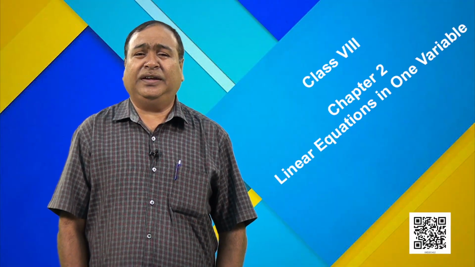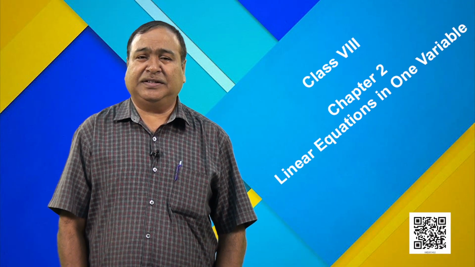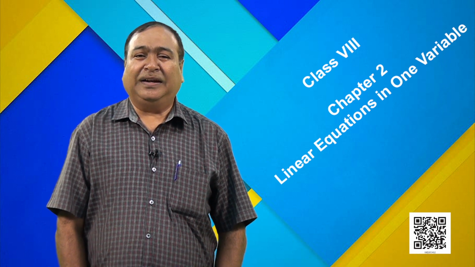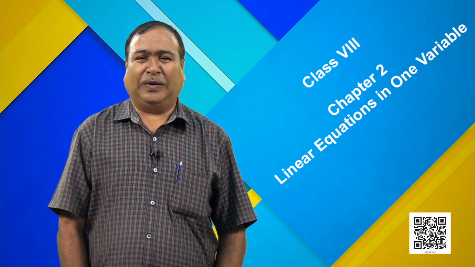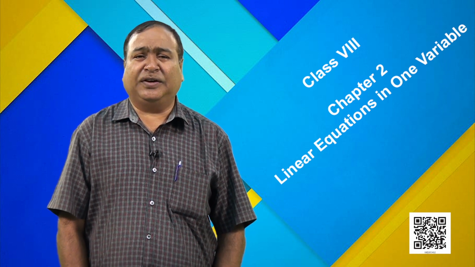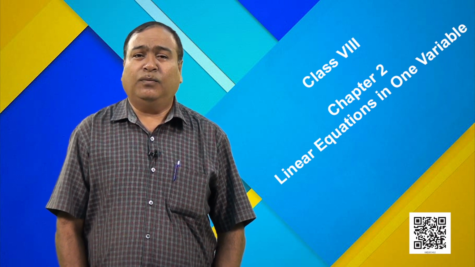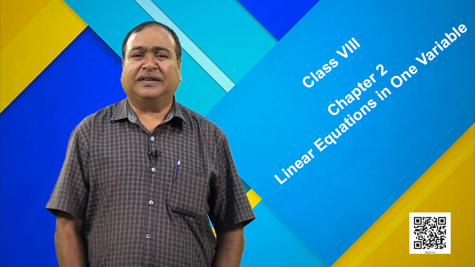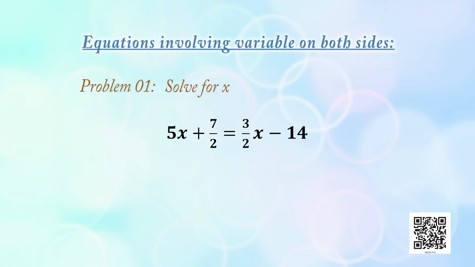Students, now we are going to see another different type of linear equations where the variable is present on both sides. Are you surprised? It is not always true that the variable should be on one side. It may be there on the left hand side, it also may be there on the right hand side. Suppose we have an equation which contains variable on both sides, then how to solve such type of equation? In this section, we are going to solve such type of equations. Now, consider the following problem. Problem 1. Solve for x: (5x plus 7)/2 is equal to (3/2) times x minus 14.